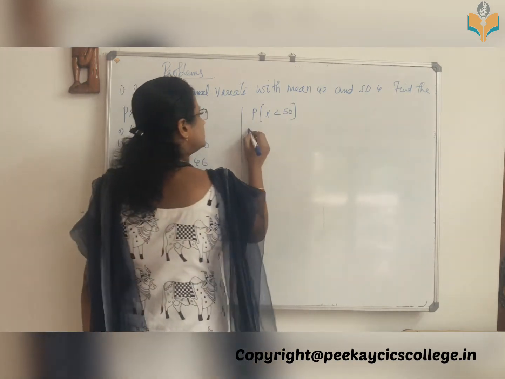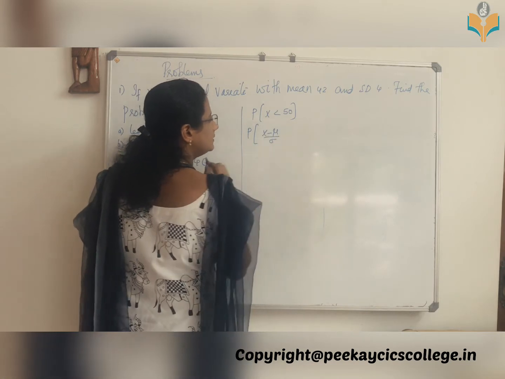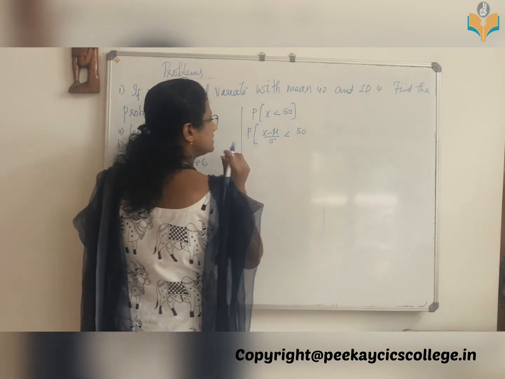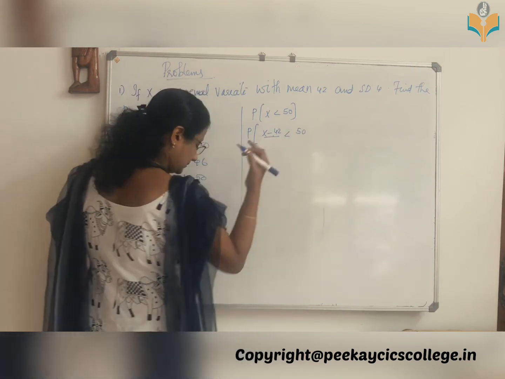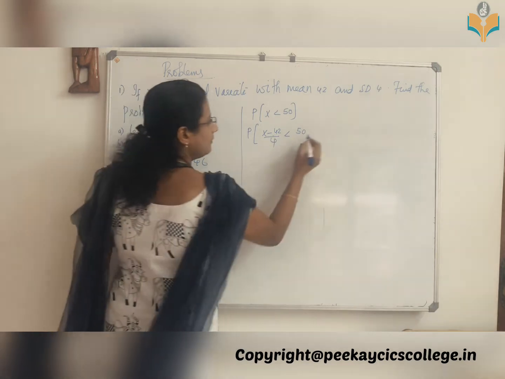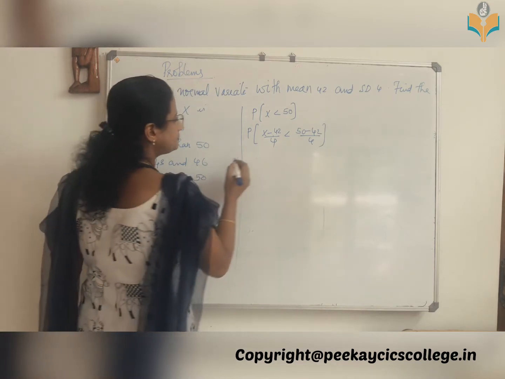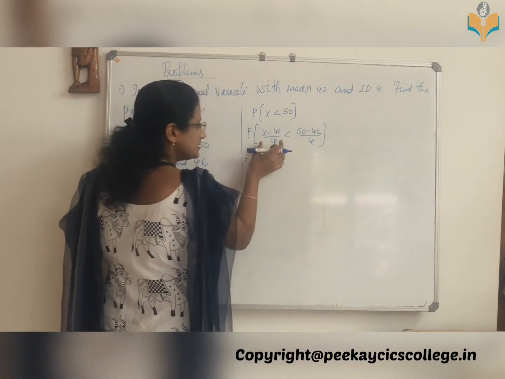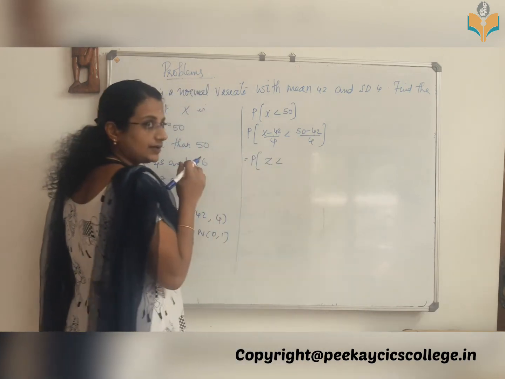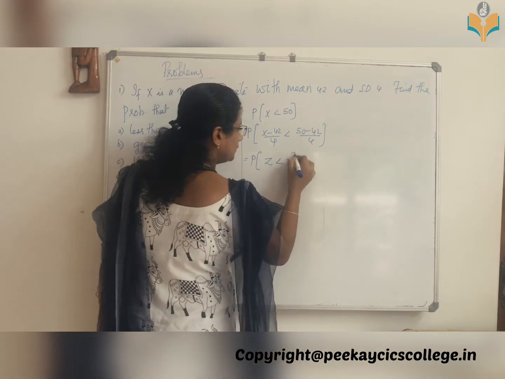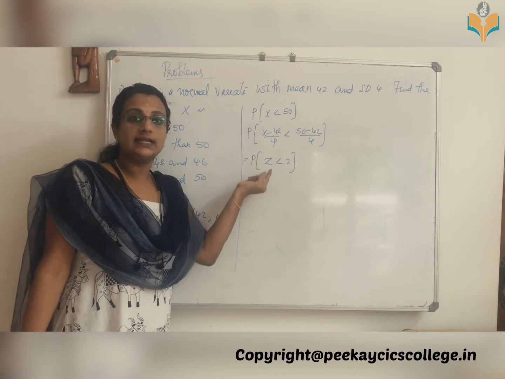We want to standardize this variable, that is, the probability of x minus mu by sigma less than 50 minus, instead of mu we write 42, instead of sigma we write 4, less than 50 minus 42 divided by 4. Equal to the probability of z, this is the standard form, less than 50 minus 42 is 8 by 4 equals 2. That is, we can find the probability of z less than 2.